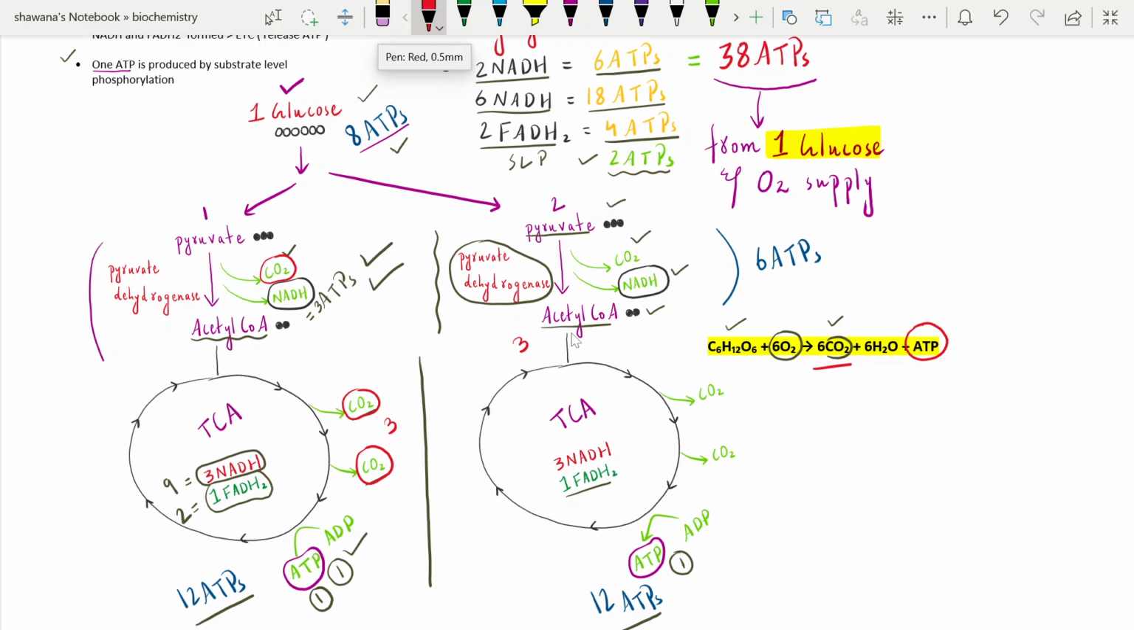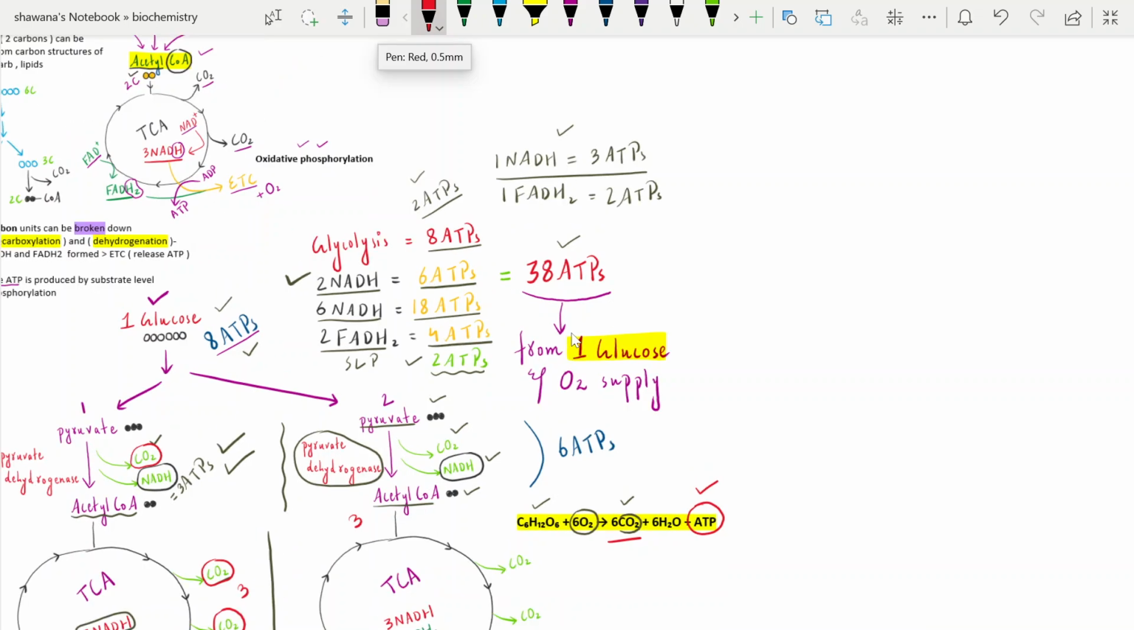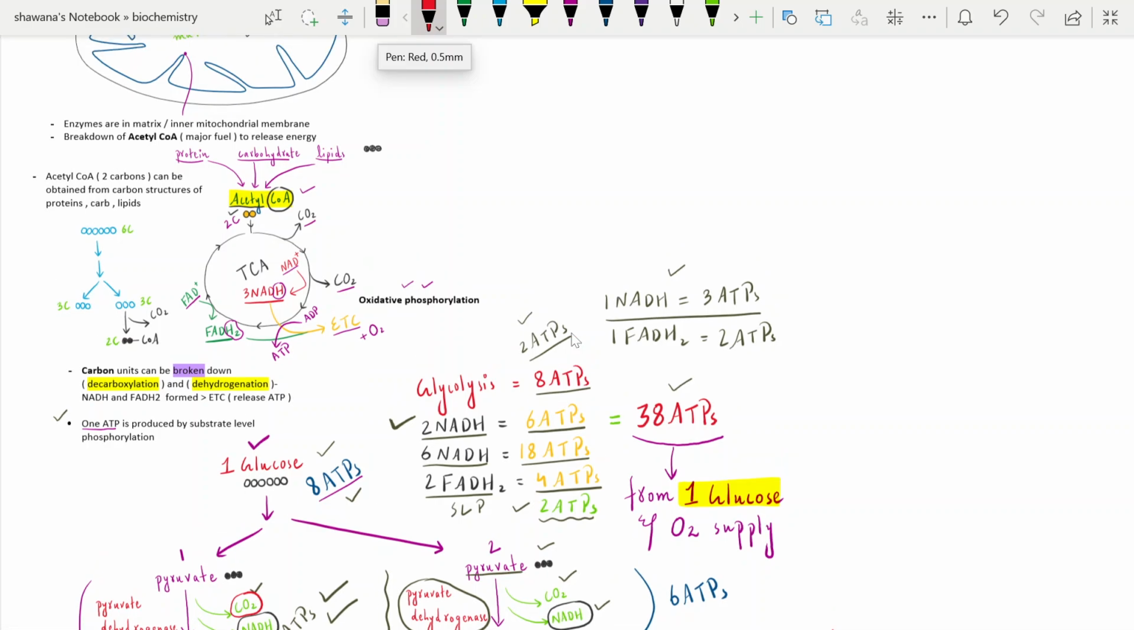This was just a brief introduction of the tricarboxylic acid cycle, and in the next lecture we'll discuss each of the intermediates and each of the enzymes involved, and other energy expenditure and yielding processes, and we have discussed now that 38 ATPs are produced from one glucose molecule and two TCA cycles.